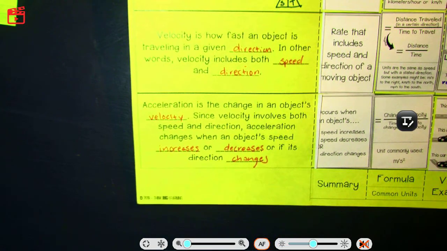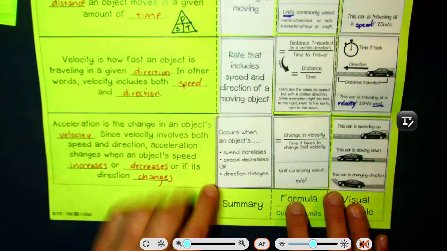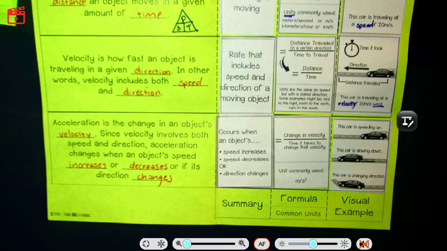Okay, so if something speeds up, slows down, or the direction changes, that's what is there on our summary. The formula is change in velocity and time it takes to change that velocity. So units commonly used, which you will always see, meters per second squared. All right, because we have more variables in this.